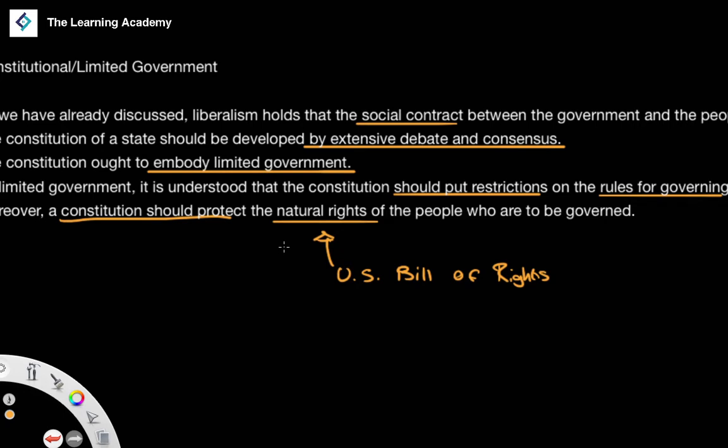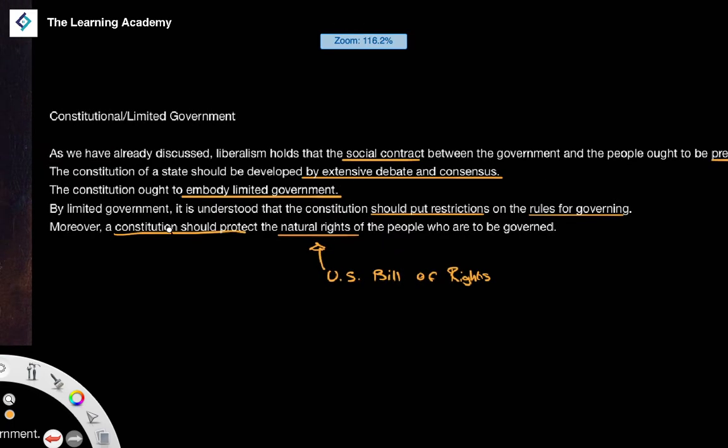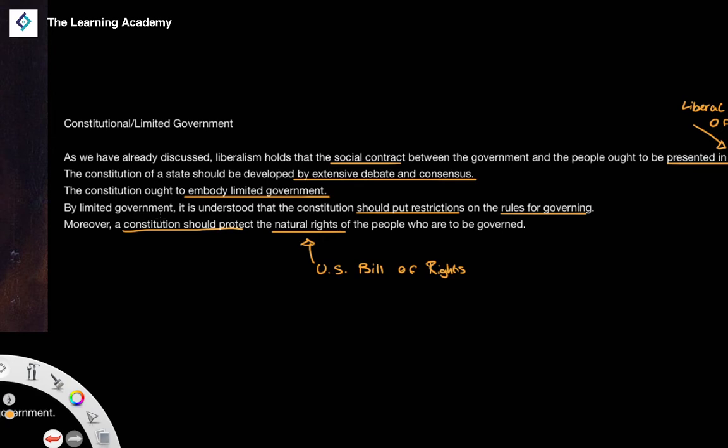So we can see here that the theory behind it is that the Constitution should be, one, a contract between the people and the state, an agreement for how things are supposed to be run. Number two, this agreement has to be something that is extensively debated and discussed, and something that will require mass consensus. And three, this constitution should embody a form of limited government. It should put restrictions on the rights of the government, to allow for the greatest amount of individualism and the greatest amount of flourishing of natural rights.